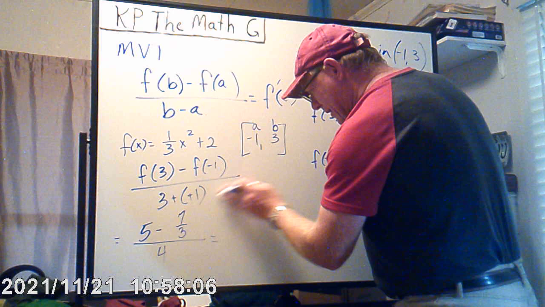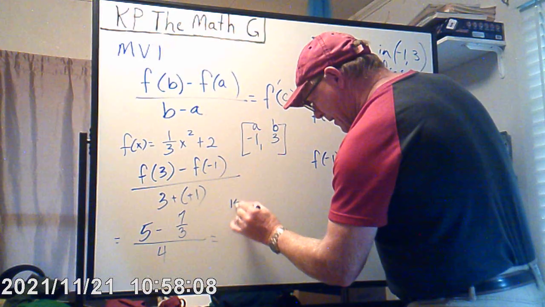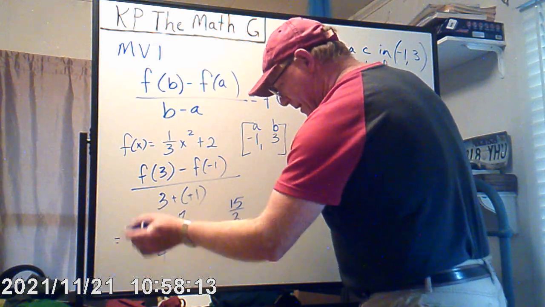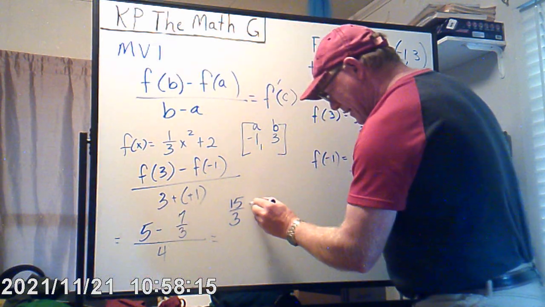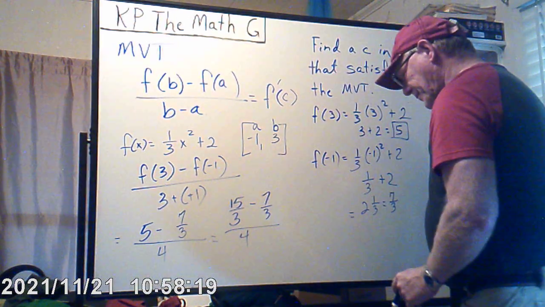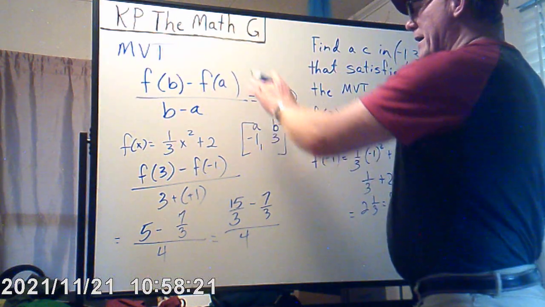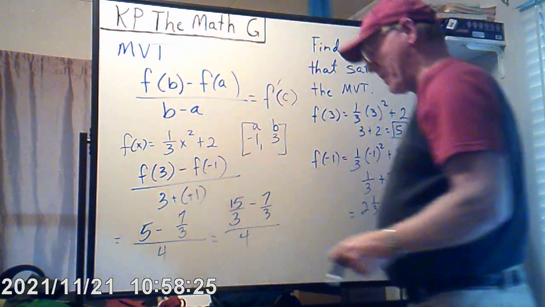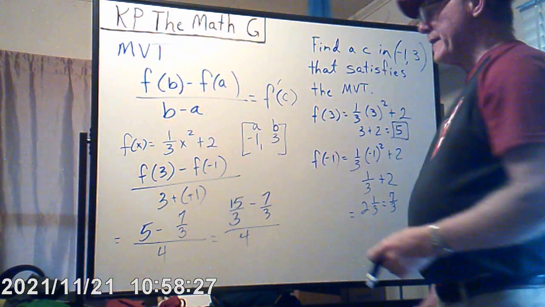So I'm going to go ahead and just say 15 over 3. Okay, 3 times 5 is 15, and then put that over 3 like that. Minus 7/3, and then divided by 4. Right now we're just working on the secant line. So the slope of the secant line, what is it?